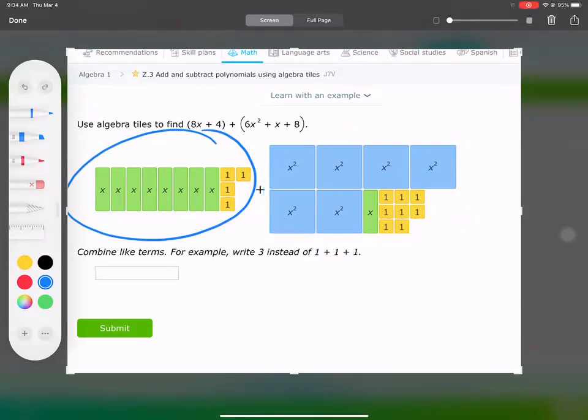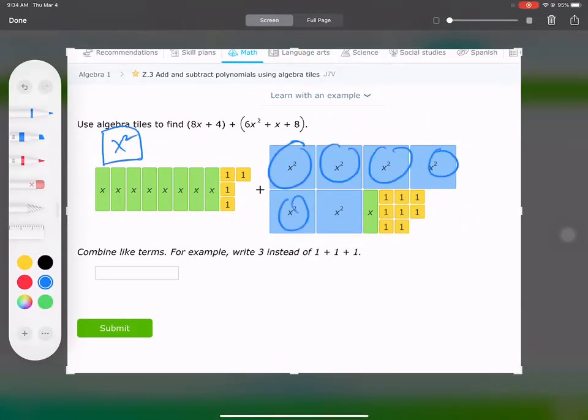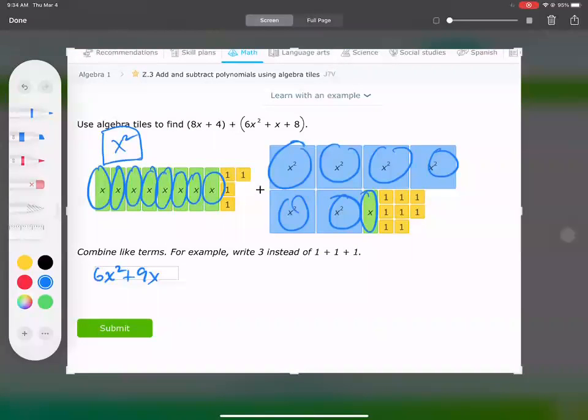Now, this isn't super hard because we're just combining items that look alike. I have x squared. Do you see any x squares here? You see none. So I have 1, 2, 3, 4, 5, 6 x squares. How many x's do we have total? 1, 2, 3, 4, 5, 6, 7, 8, and I'm adding a ninth one here. Remember, we're combining like terms. 9 x's. And how many singles do we have? 1, 2, 3, 4, 5, 6, 7, 8, 9, 10, 11, 12.